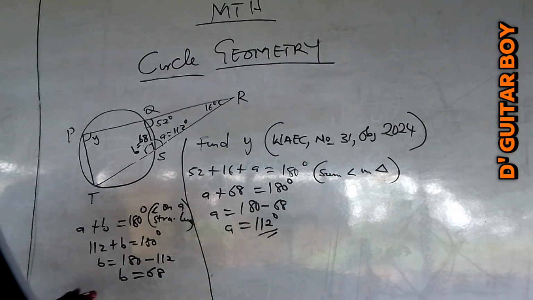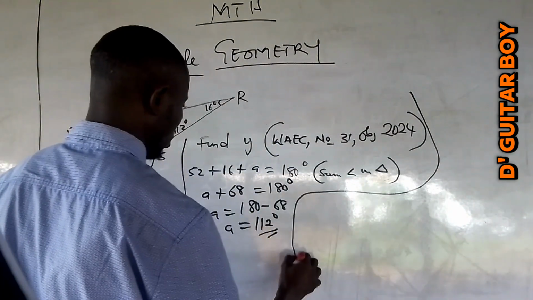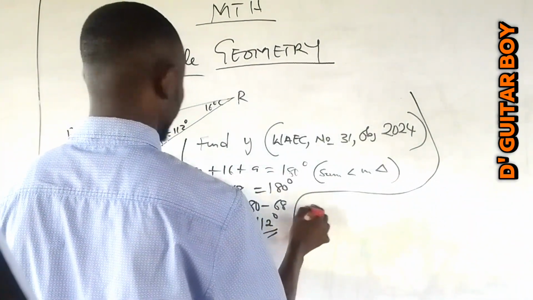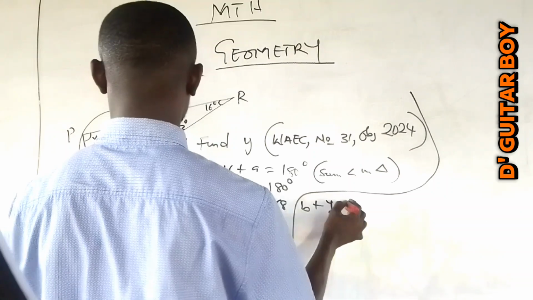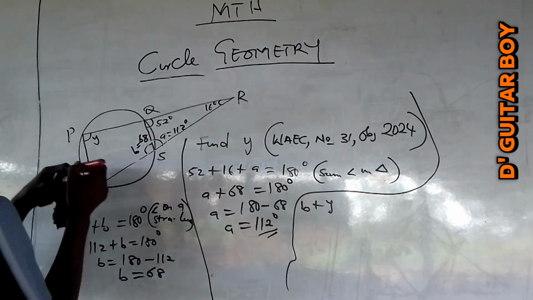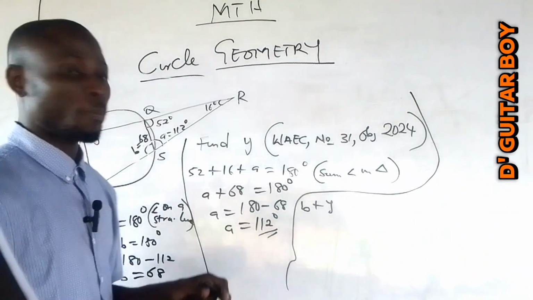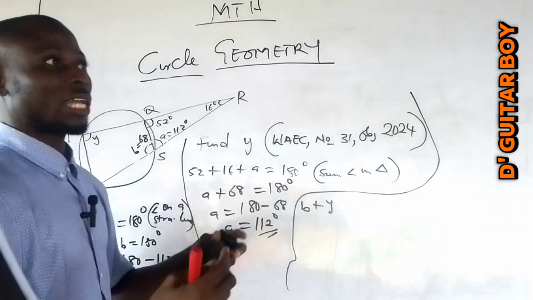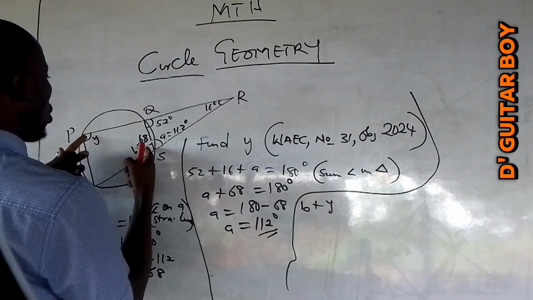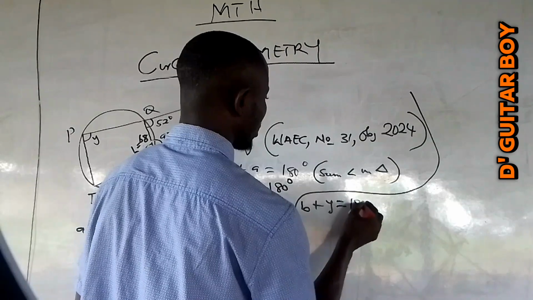Since you know B, you can say B plus Y, because this is opposite angles of a cyclic quadrilateral. We said opposite angles of a cyclic quadrilateral are supplementary, that is, they add up to 180. If you add the two together, since they are a cyclic quadrilateral and they are opposite angles, they must be equal to 180. So you come here, 180 degrees.